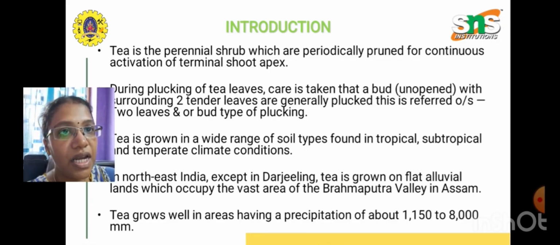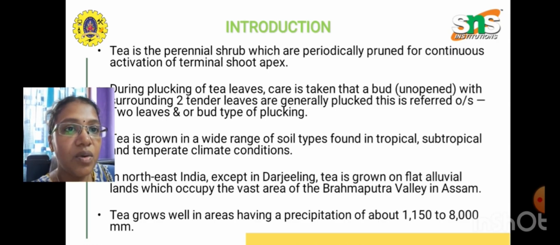It is a perennial shrub which is periodically pruned for continuous activation of the terminal shoot apex, and during plucking of tea leaves, care is taken that a bud with the surrounding two tender leaves are gently plucked. This is referred to as two leaves and a bud plucking.